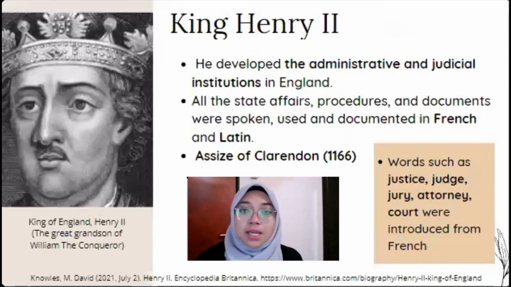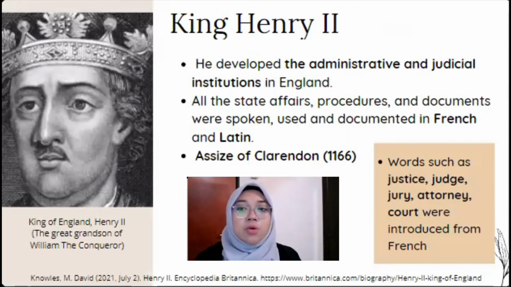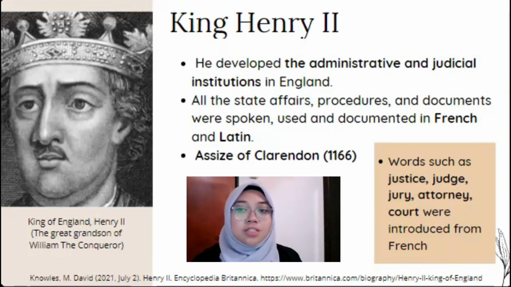During Henry's rule, the king developed the administrative and judicial institutions in England. Since Henry was a king with no tongue of English and the lawyers at the time normally used French, all the state affairs, procedures, and documents were spoken, used, and documented in French and Latin only. One of the historical evidences that proved the influence of the French language was the Assize of Clarendon, 1166, the ordinance which was used in the procedure of criminal justice cases during Henry's rule. It was at this time that words such as justice, judge, jury, attorney, and court were introduced from French and later borrowed into the English that we use today.